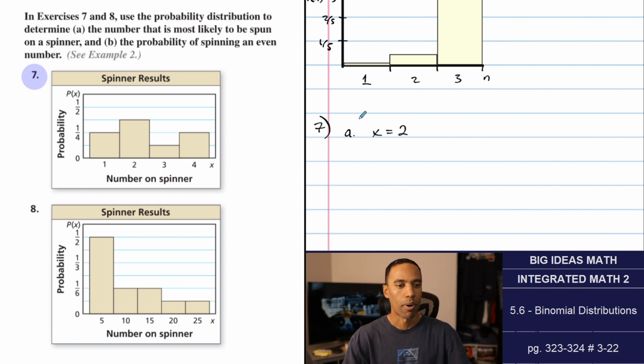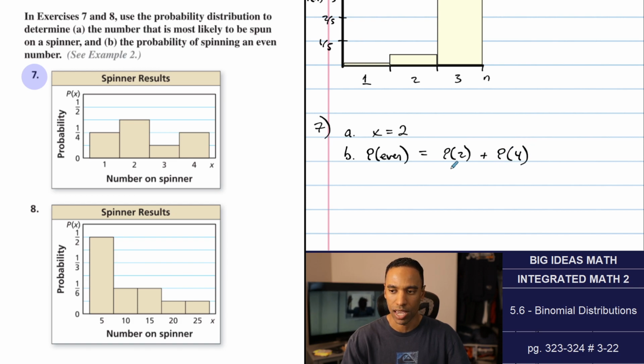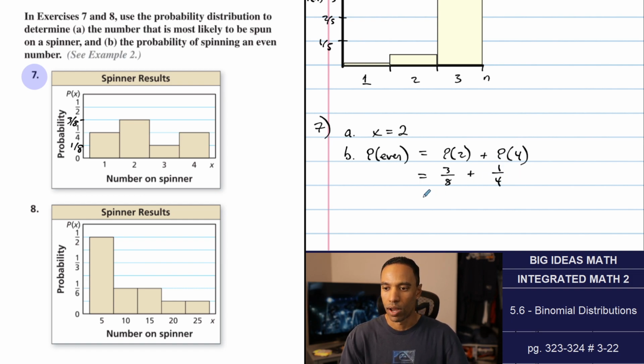It's the highest frequency. Probability of spinning an even number. Probability of even will be probability of landing on 2 plus 4. It's 2 or 4 in this case, and we add both of those. Probability of 2 is this, half of a quarter, which is 1/8. And that's 2/8, which is 1/4. This is 3/8 here. Don't think it's 1/3. So it's 3/8 plus, and then the 4 is 1/4. Now 1/4 can also be written as 2/8. So that's 5/8.